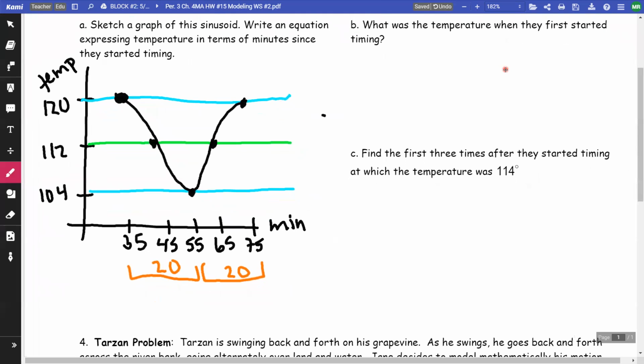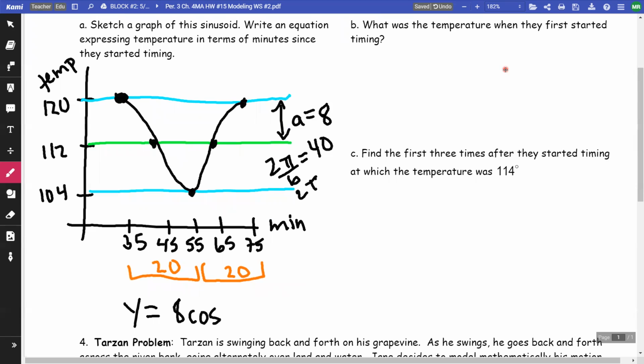Now our equation. We're going to have y equal, I'm going to do a cosine graph. My amplitude is from here to here. So my A is going to be a positive 8. And then cosine, and then my b, 2 pi over b is equal to our period, and our period is going to be 40 minutes. So I'm going to get 2 pi over 40, which I can reduce to pi over 20.